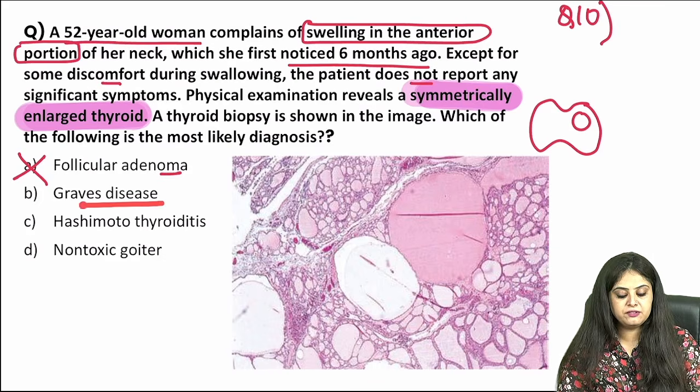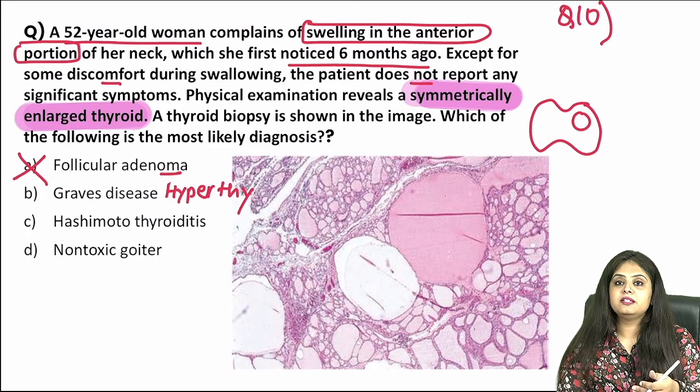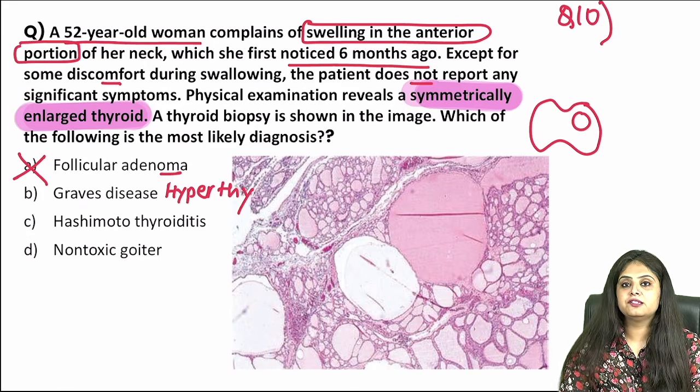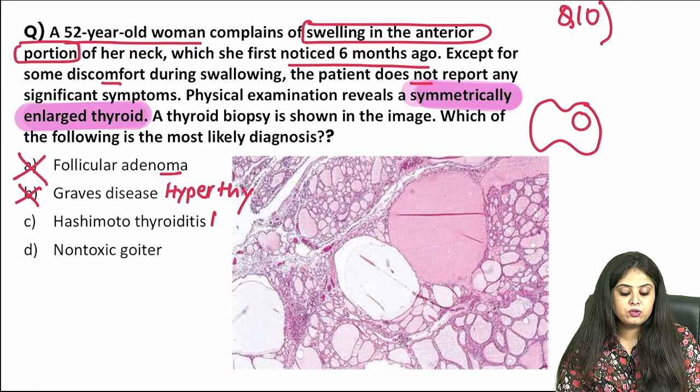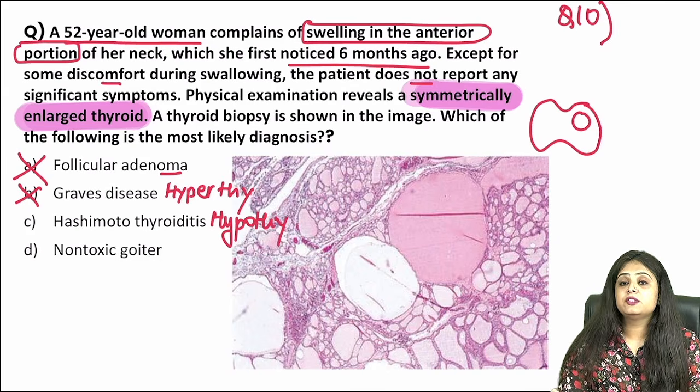Now I'm left with Graves' disease. Don't you think the patient, Graves' disease is a hyperthyroidism? So there will be some other complaints. Maybe there is a protruding of eyes, maybe there is excessive sweating. All these features of hyperthyroidism will be mentioned, not there. Hashimoto's thyroiditis, on the other hand, is hypothyroidism, maybe weight gain, menstrual irregularities. That is also not mentioned over here.